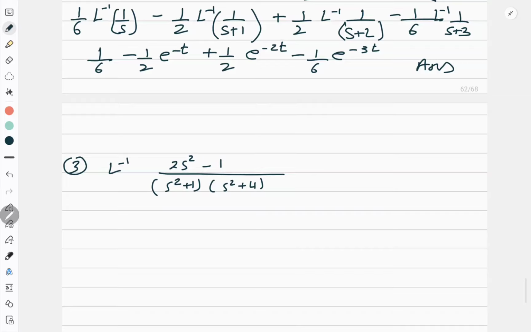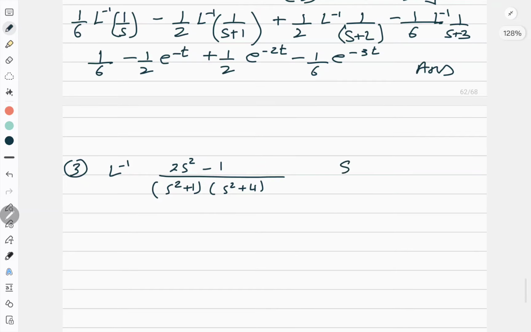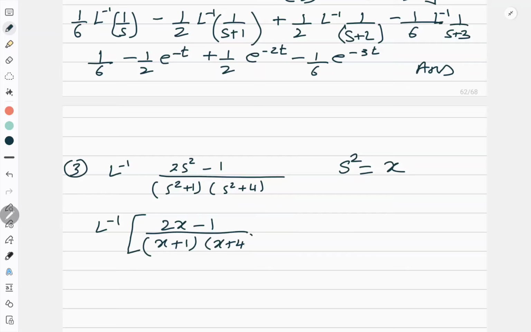Now this is a very important question, and what you observe is that everywhere I have s squared. So I will replace this s squared by some new variable, say x. So I can write it like this: 2x minus 1 upon x plus 1 and x plus 4. Now I will do the partial fraction. First you put x equal to minus 1. So when you put x equal to minus 1, what you will have? Minus 2 minus 1 is minus 3.